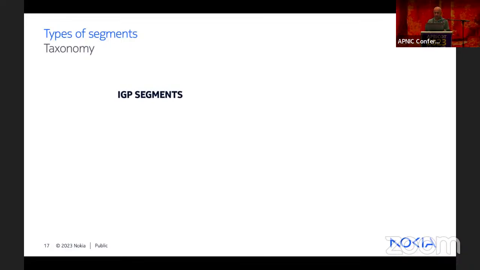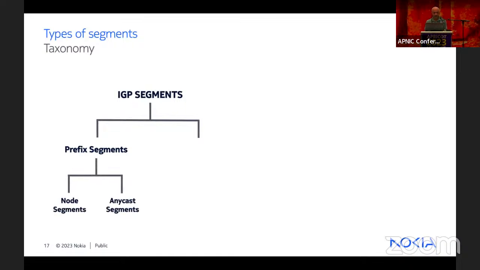So a good way to look at this is taxonomy, which I've got here. So there's a set of segments that are associated with information that is advertised by the IGP, right? We call it IGP segments. So what sort of information does an IGP typically advertise? You've got prefixes, right? So you can have segments that are associated with specific IP prefixes that are advertised by a IGP. You could have a further division of that.